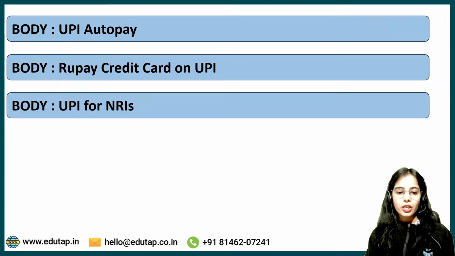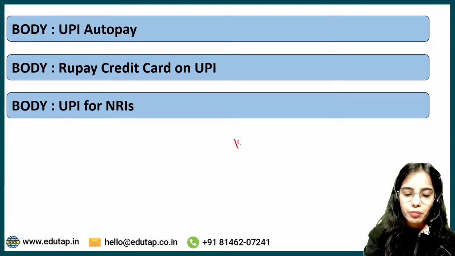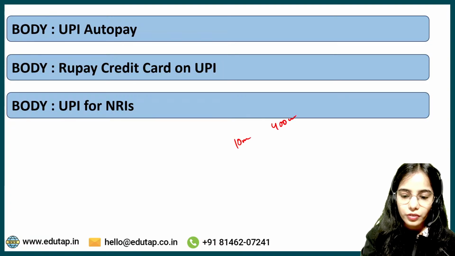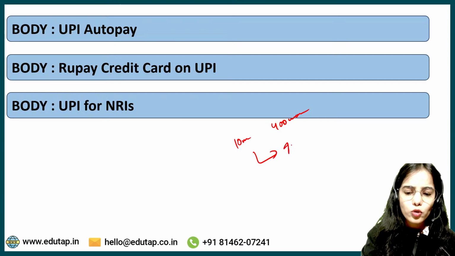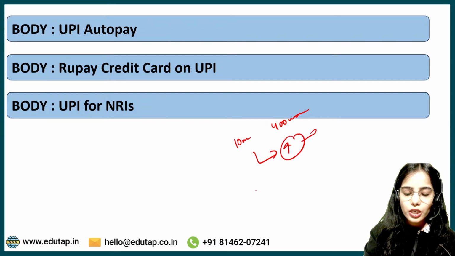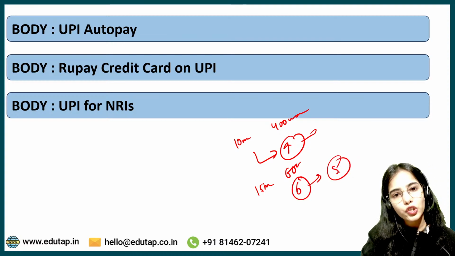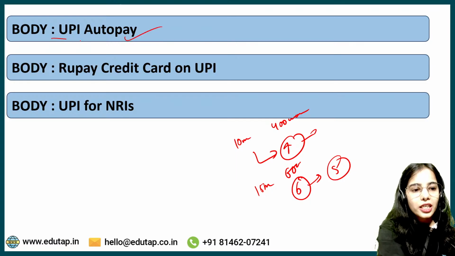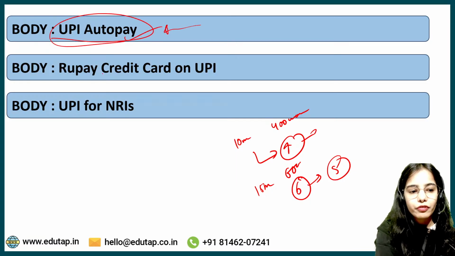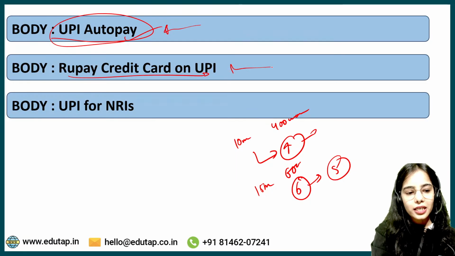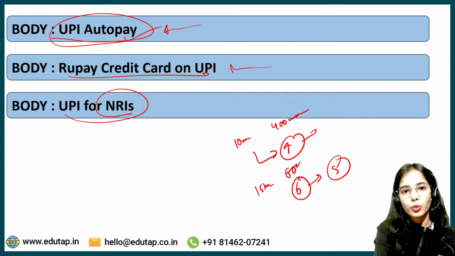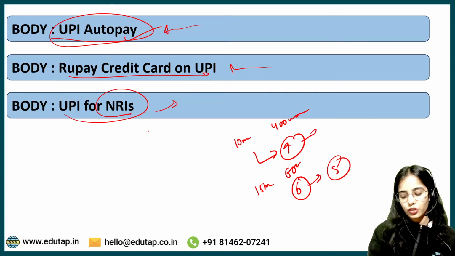Now if the question comes, let's say the question is of 10 marks, so you have to write 400 words. Okay, so you can only write 4 most important features. If the question is of 15 marks, 600 words, then you can write 6 features. If you are not able to remember 6 features, write 5 features. Okay, this is the idea. So write about the UPI Autopay and its benefit, RuPay credit card on UPI and its benefit, UPI for NRIs or UPI One World and its benefits. So this is the idea.